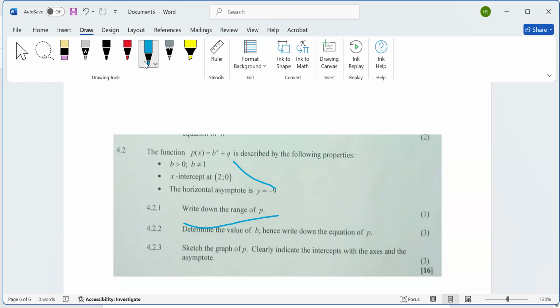Now, p should be greater than 0. P should be positive. But b should not be equal to what? To 1. That's what they're saying. So, yes.